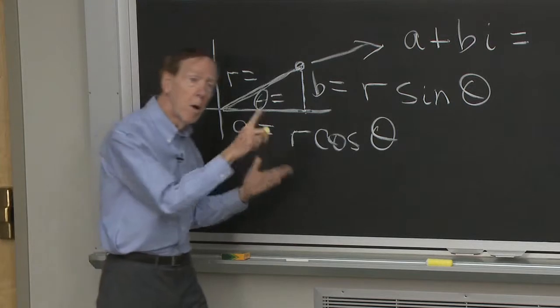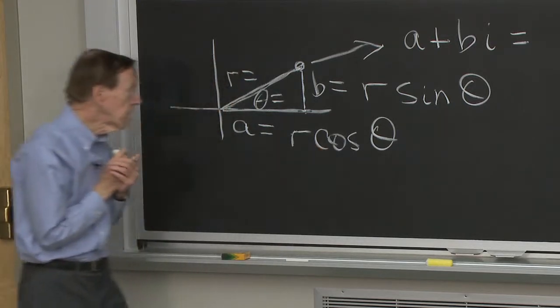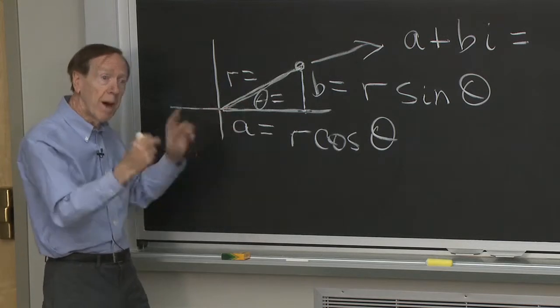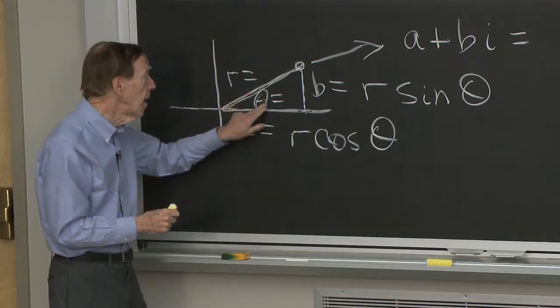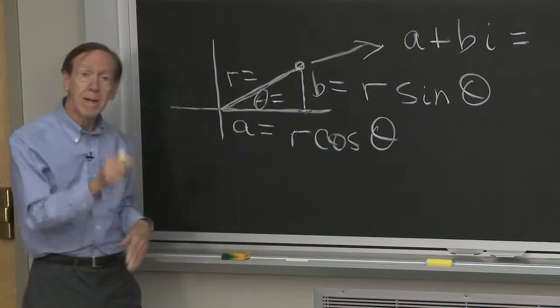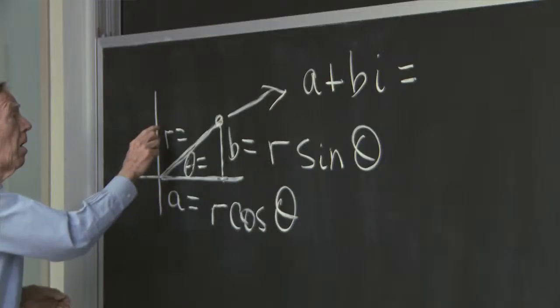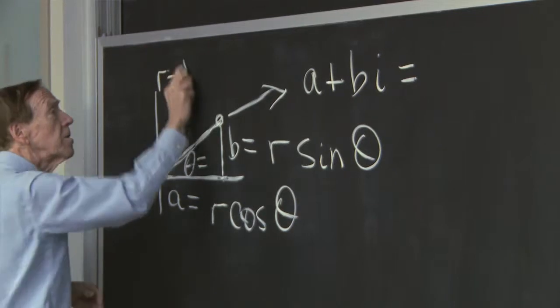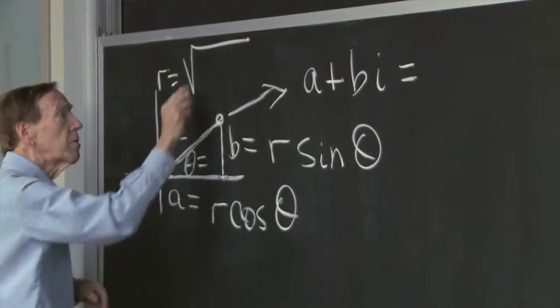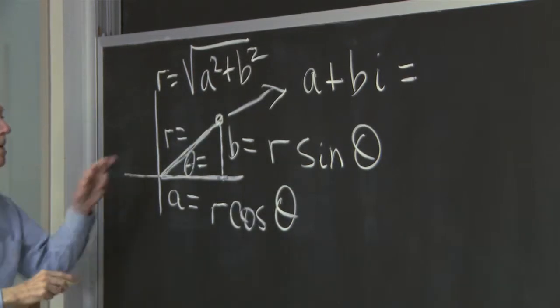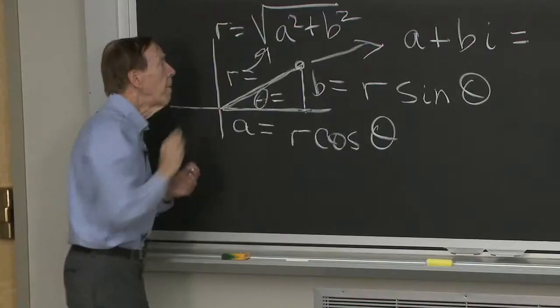Now, suppose I know a and b, which is where I start. If I know a and b, what about then? Now I want to find the polar coordinates, r and theta. So r is the hypotenuse, and Pythagoras saves us again. r is the square root of a squared plus b squared. So that's the answer for r.